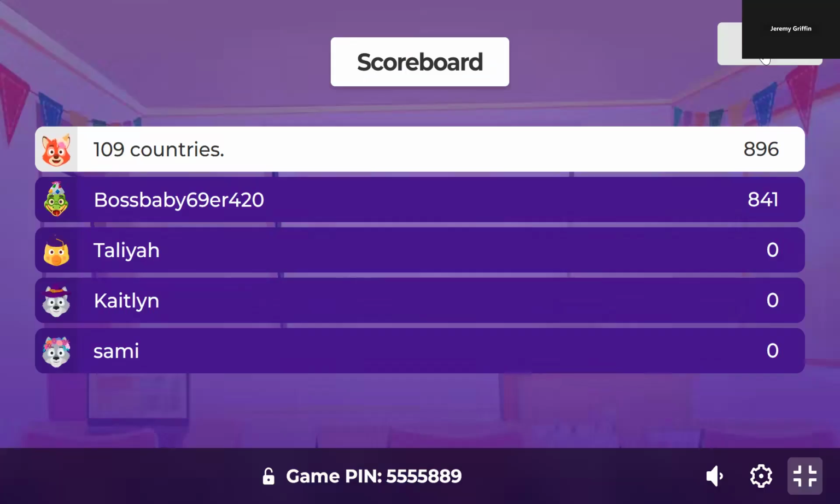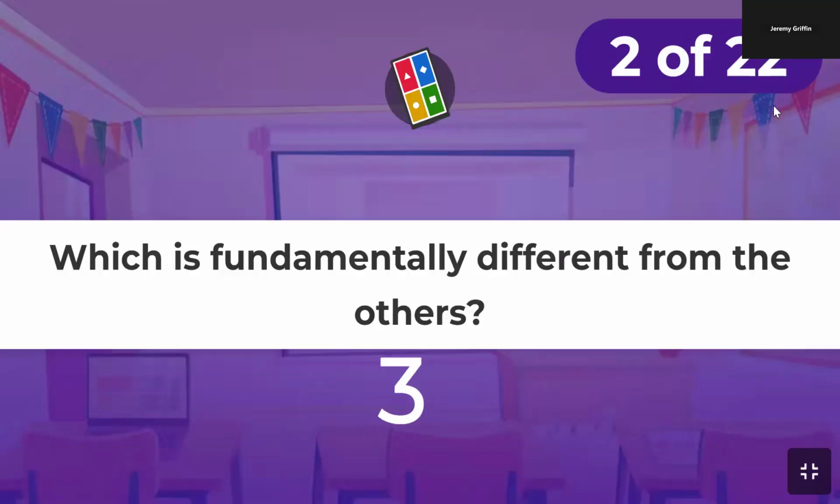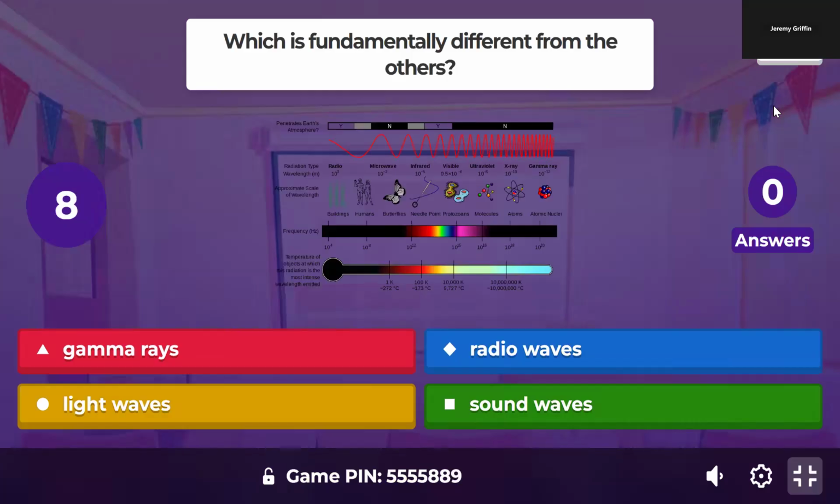All right, got 109 countries and Boss Baby leading the pack, which is fundamentally different from the others.